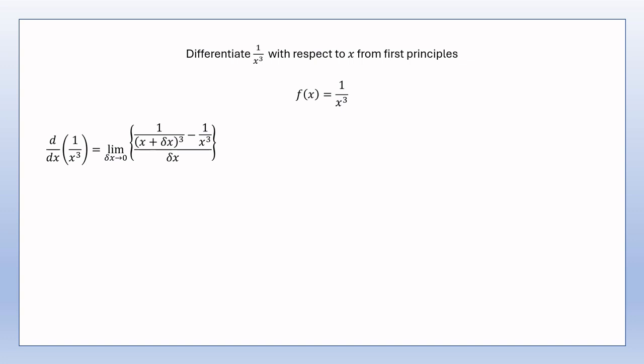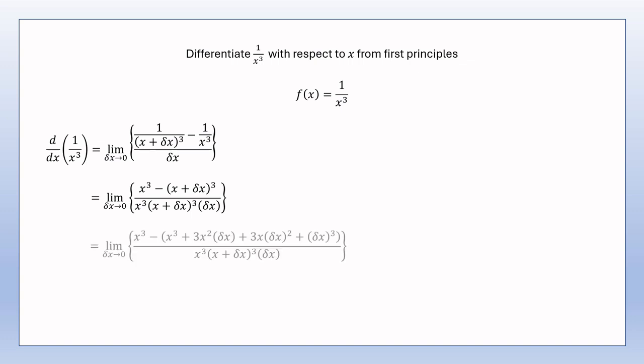And so d by dx of 1 over x cubed is equal to the limit as delta x approaches 0 of 1 over (x plus delta x) cubed minus 1 over x cubed, all over delta x. And this is equal to the limit as delta x approaches 0 of x cubed minus (x plus delta x) cubed, over x cubed times (x plus delta x) cubed times delta x. And now use whichever is your favourite method of expanding brackets to expand out the brackets in the numerator, but not in the denominator. Leave the denominator alone.